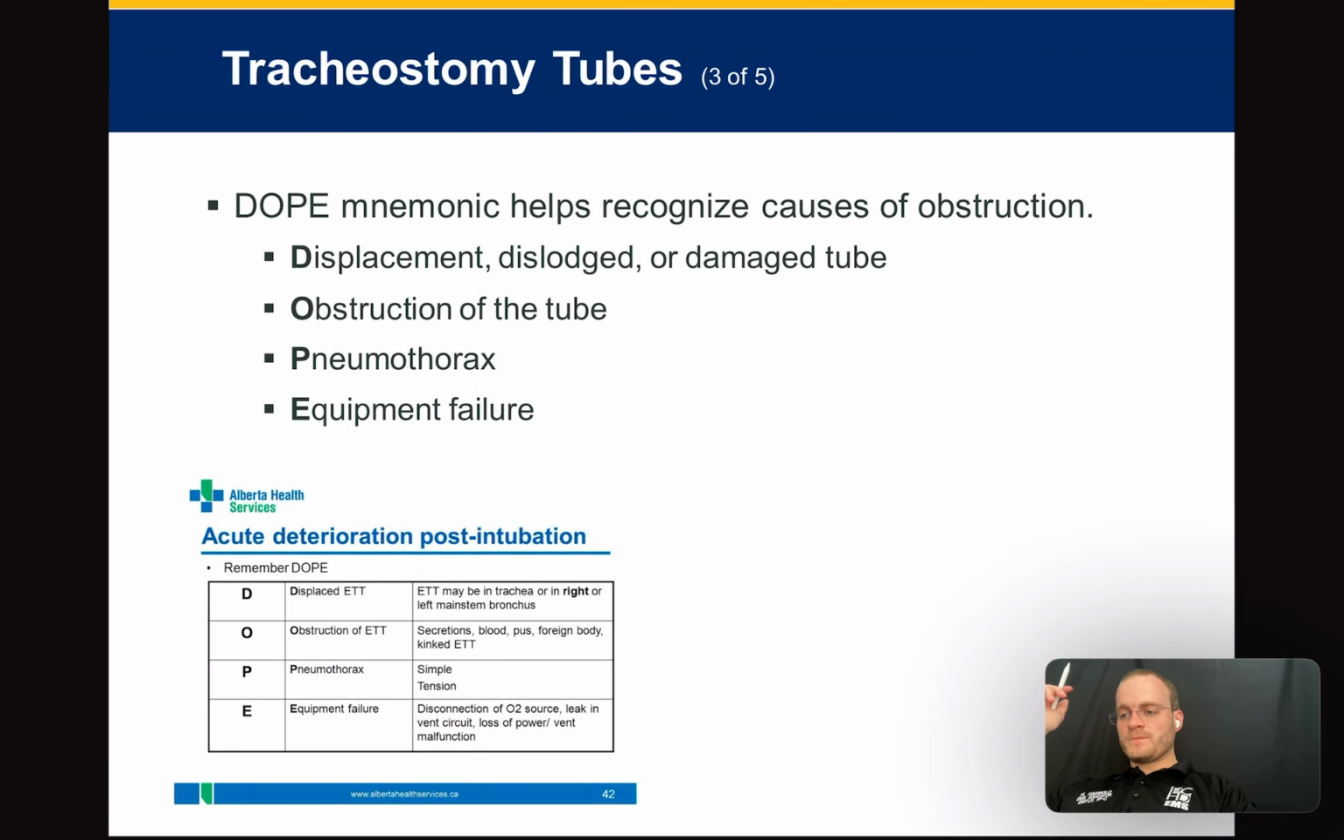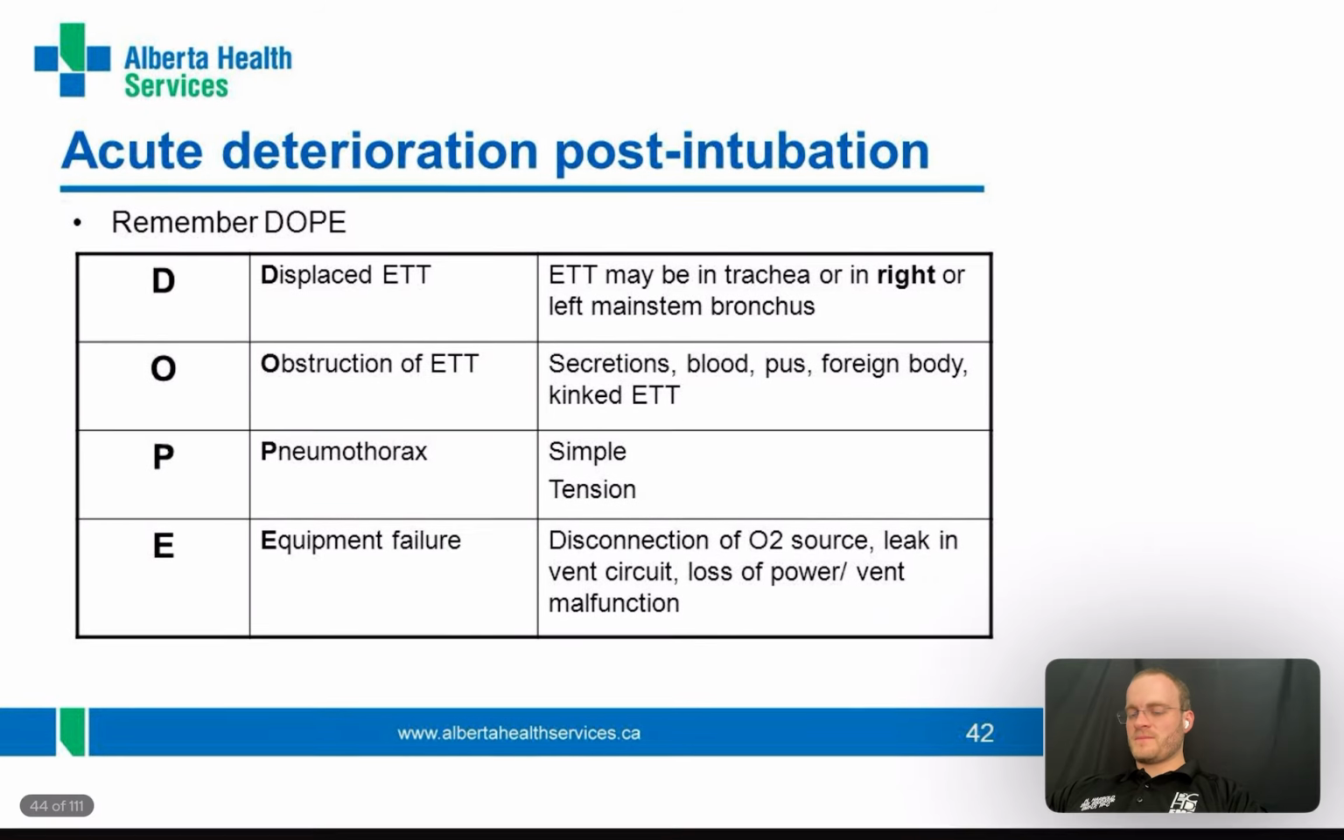There's this mnemonic called DOPE. This is a mnemonic we use for airway tubes, like intubation or tracheostomy tubes. This is something we use when things go wrong. It's an algorithm to help us troubleshoot. The first one is called displacement.